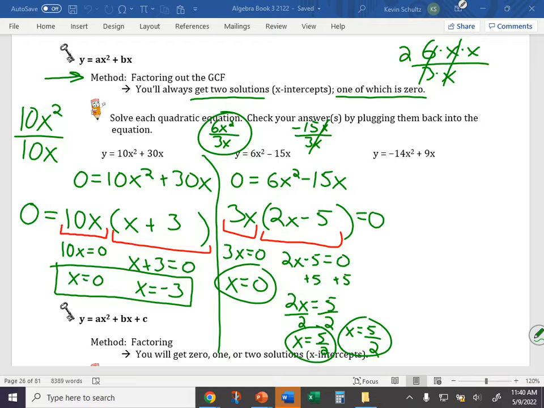Yeah. Like the next one, okay? y equals negative 14x squared plus 9x. Again, we're going to start by setting this equal to 0. Make that y value 0. That means we're solving for the x-intercept. And what is our greatest common factor of negative 14x squared and 9x?